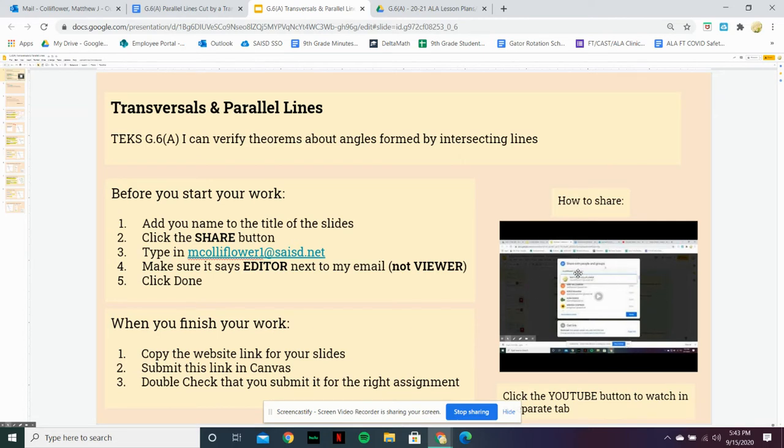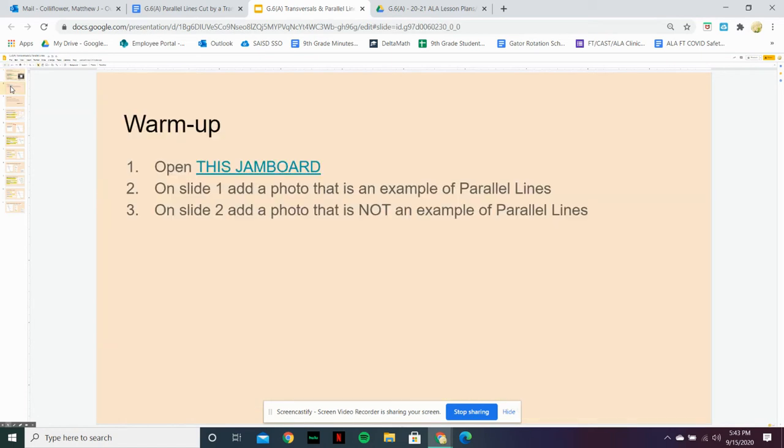Please make sure you are putting your name in front of the standard, which is G6A. And G6A is that I can verify theorems about angles formed by intersecting lines.